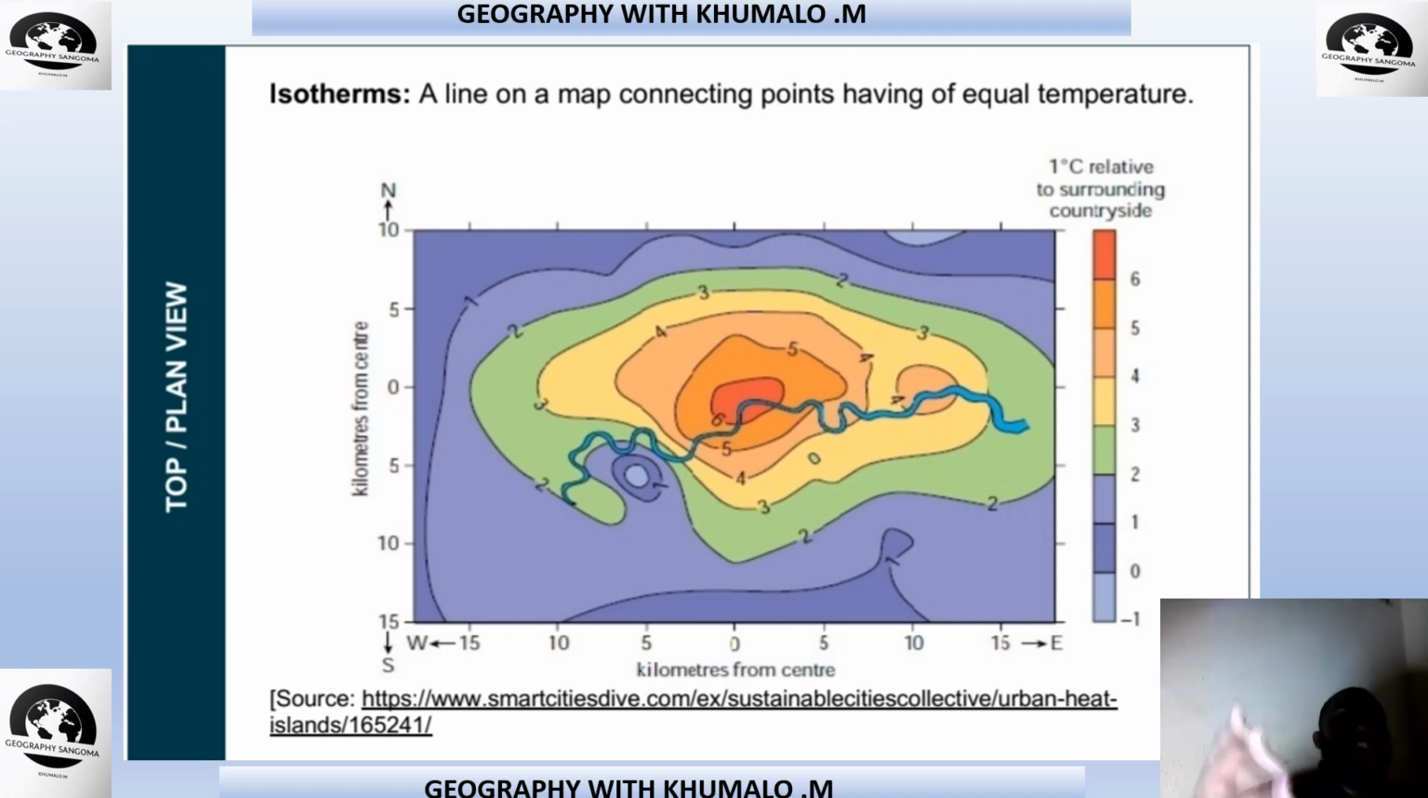Then we look at the isotherm. They might give you a graph like this, grade 12, where they give you isotherms. So what is an isotherm? An isotherm is a line on a map connecting points having equal temperatures. Or you can state it like this: the line joining places of equal temperature. That is an isotherm. So here is a top or plane view of isotherms.